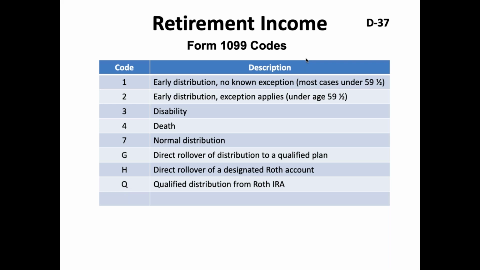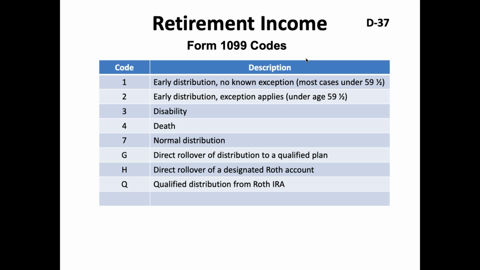There are 2 codes that we want to mention that will be within scope for purposes of VITA that relate to a Roth account. Those 2 codes will be a code H, which would be a direct rollover of a designated Roth to a new Roth account, or code Q, which is going to be a qualified distribution from a Roth IRA. If you're seeing any other codes in a Form 1099-R, they may be outside of scope of VITA. So we unfortunately cannot prepare these returns.